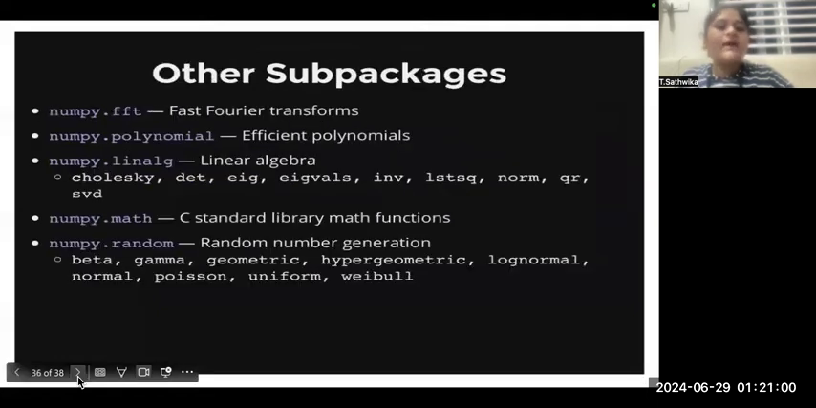And there are other subpackages like numpy.fft, fast Fourier transforms, numpy.polynomial, efficient polynomials, numpy.linalg, that is used for linear algebra: cholesky, det, eig, inv, lstsq, norm, qr, and svd are some other linear algebra functions. Numpy.math is the C standard library math functions, and numpy.random is used for random number generation like beta, gamma, geometric, hypergeometric, lognormal, normal, Poisson, uniform, and Weibull.